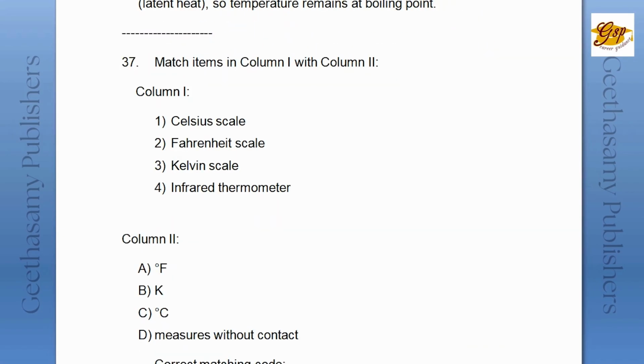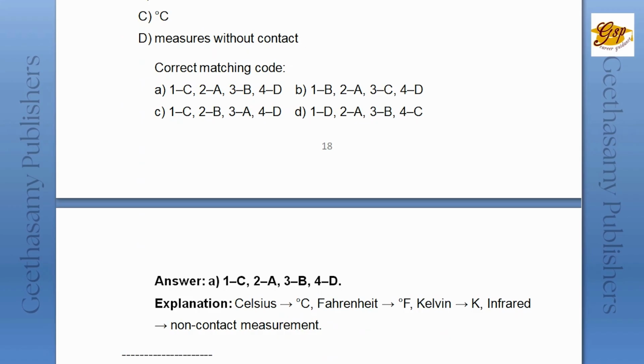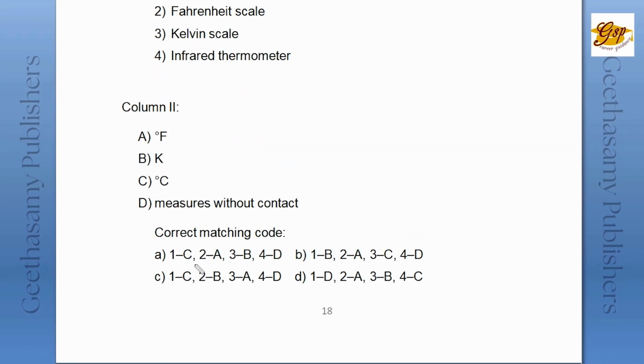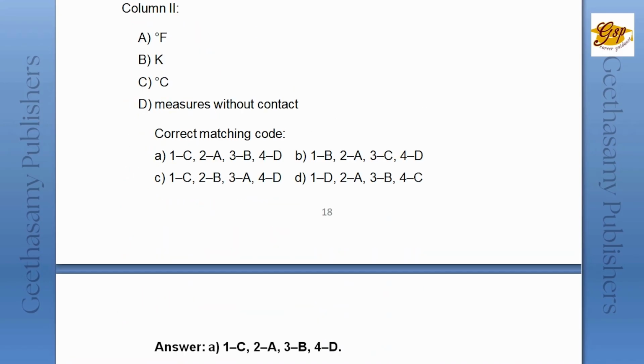And 37th question. Match item 1 with item 2. Celsius scale, Fahrenheit, Kelvin, infrared, matched with K, F, C, and measures without contact. The correct answer is: Celsius is C, Fahrenheit is F, Kelvin is K, and infrared measures without contact. So A is the answer.